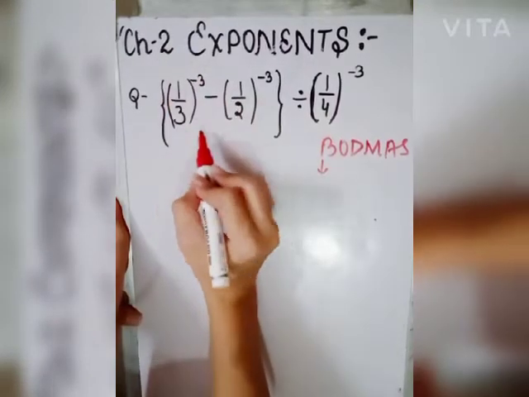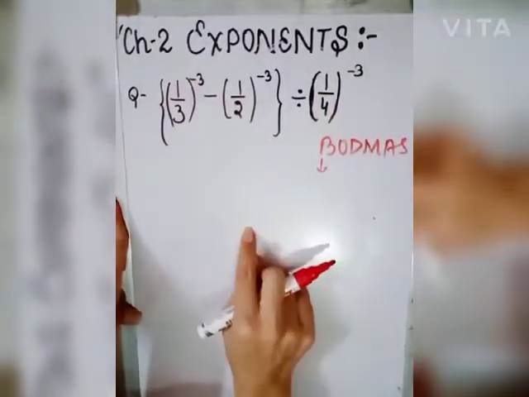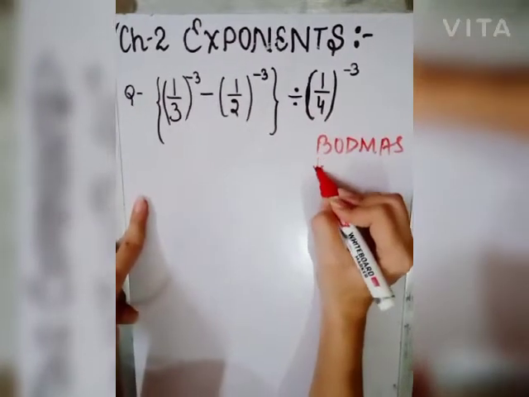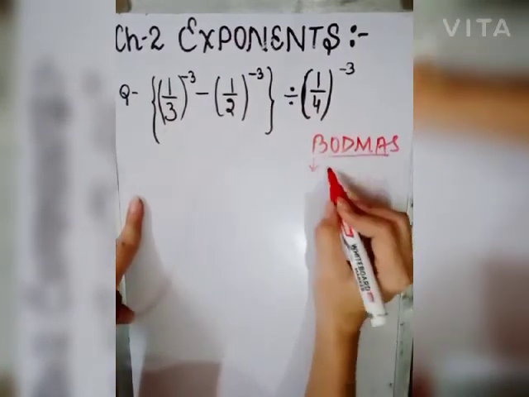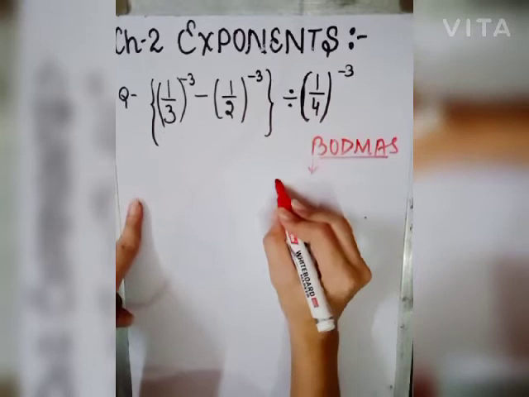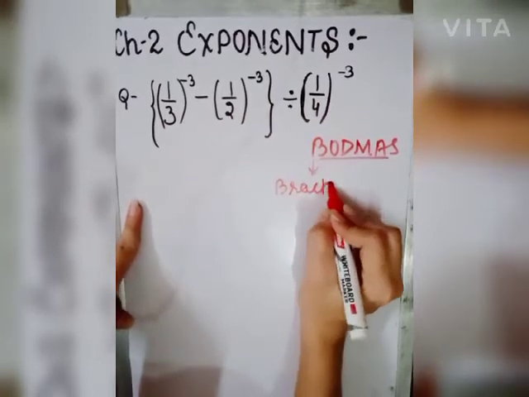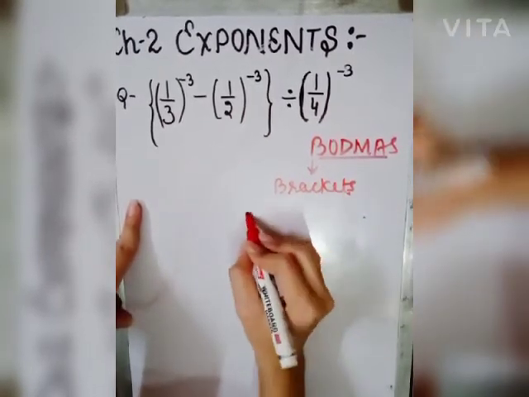In today's video we will do some sums of the exponent chapter. Before that, let's remember the BODMAS rule. According to the BODMAS rule, we first solve the brackets. And what is the order of brackets to be solved?